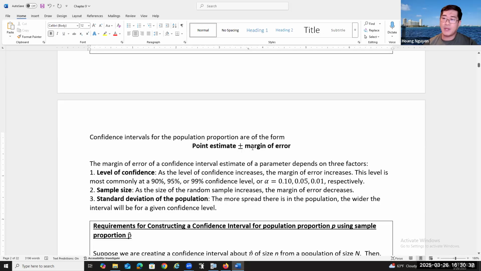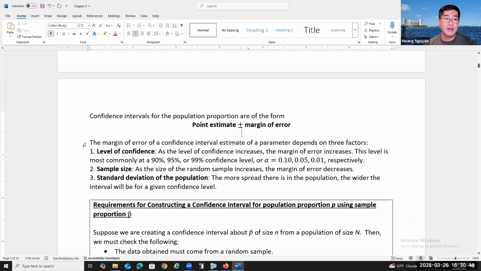Let's talk about the calculation of the margin of error. How many factors might affect the calculation of the margin of error? The margin of error of a confidence interval estimate of a parameter depends on three factors. So the calculation for the margin of error depends on three factors. What are they? The first factor is the level of confidence, right? Because we calculate the confidence level, it's going to depend on the level of confidence.